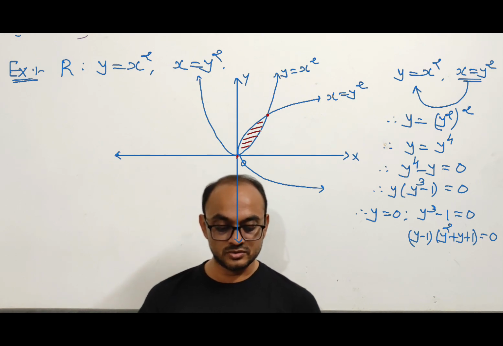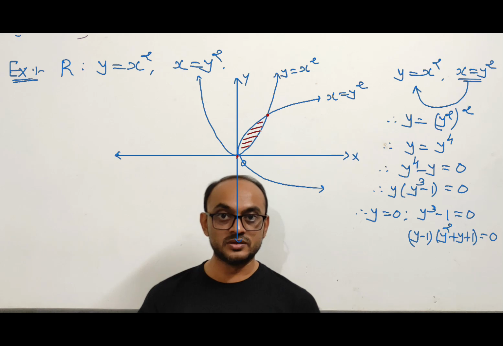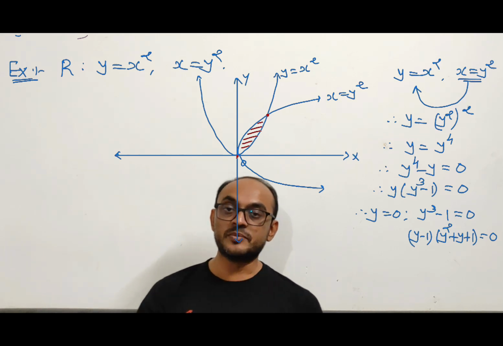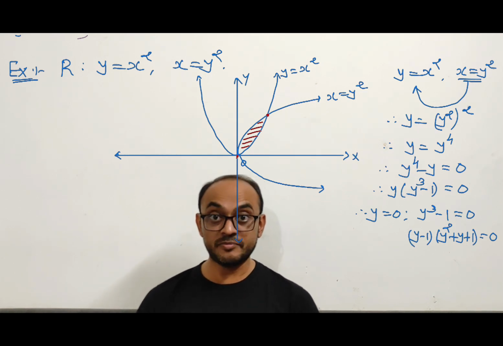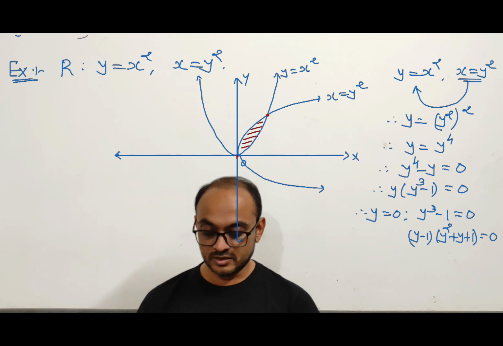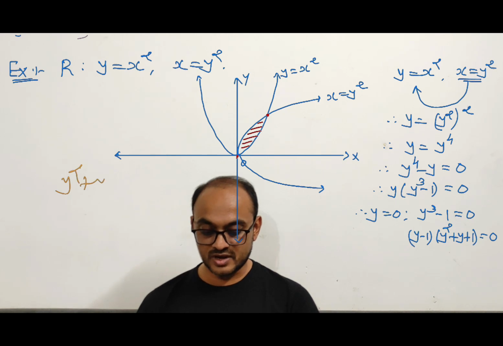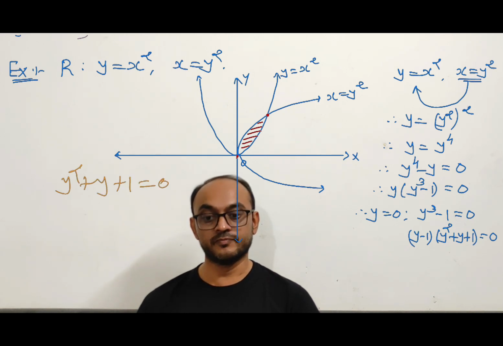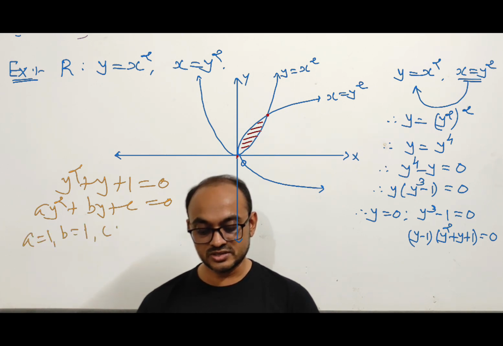Do you know how to find the roots of this equation? How do you find the root? Compare this equation with a y square plus b y plus c equal to 0, right? So let me explain just here. y square plus y plus 1 equal to 0. If you compare with a y square plus b y plus c equal to 0, then the value of a is 1, b is 1, c is 1.